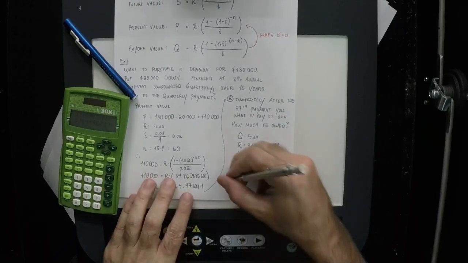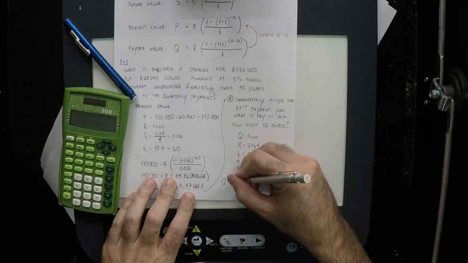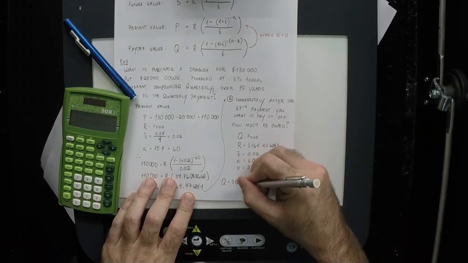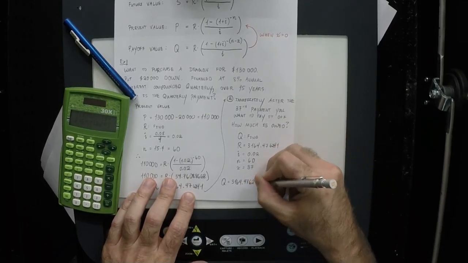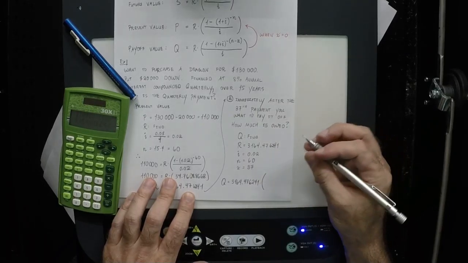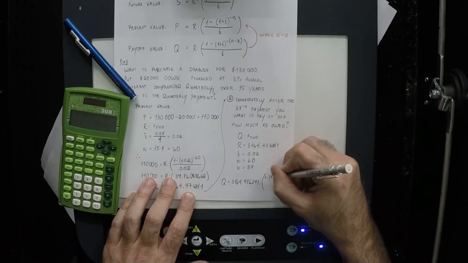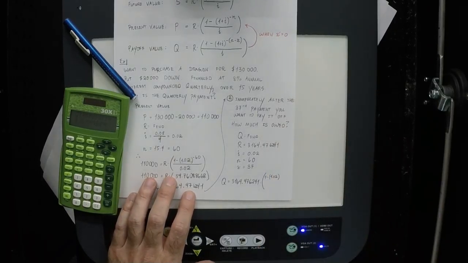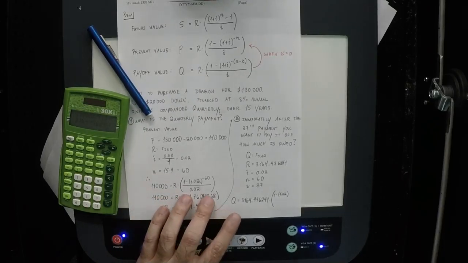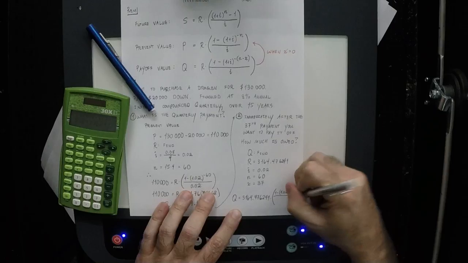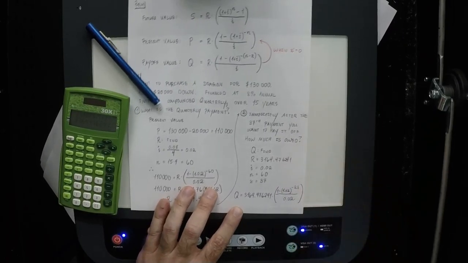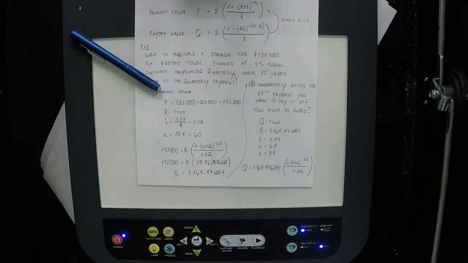Okay, so now it's just a matter of plugging stuff in. Q is 3164.476241 multiplied by 1 minus 1.02, and then what's the exponent going to be? Negative 23. Right, so it'll be negative, and then 60 minus 37 is 23, and then over 0.02. Now you've got to type that monstrosity into the calculator.